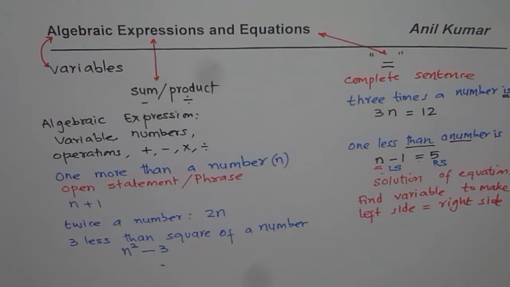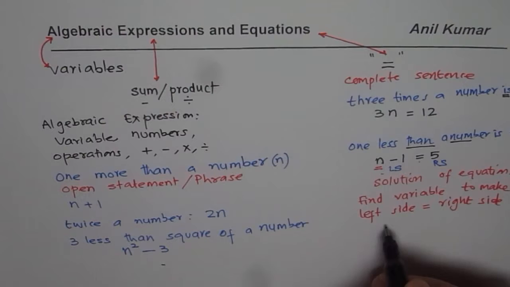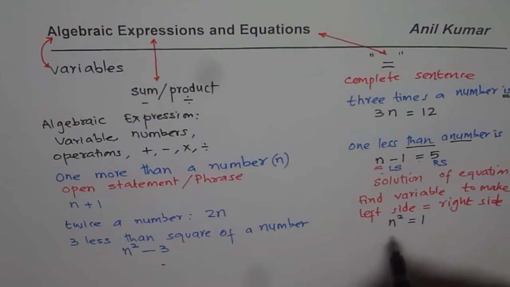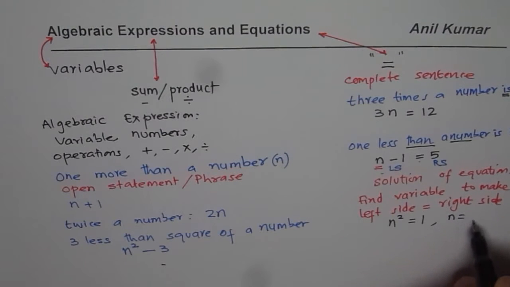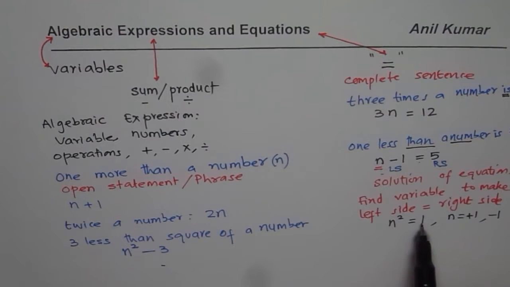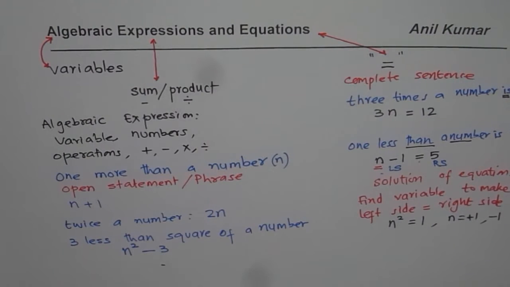There are times when you can have more than one solution also. For example, if I say the square of the number is 1, in that case n could be equal to plus 1, and it could also be minus 1, correct? Square of 1 is also 1, square of minus 1 is also 1, correct? So we could get more than one solution at times, but most of the time we'll get one solution.